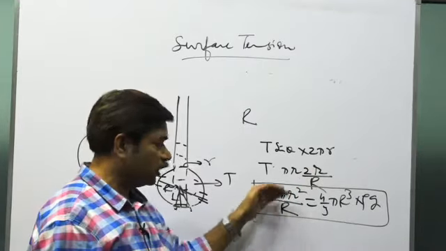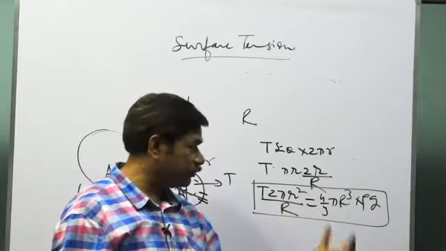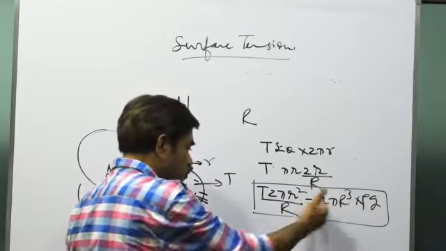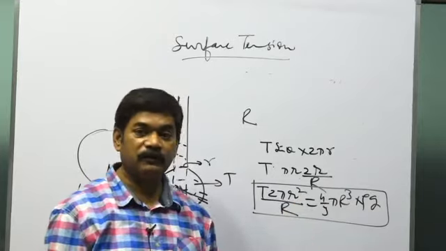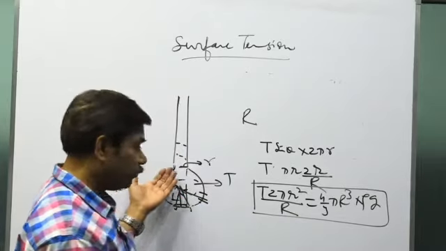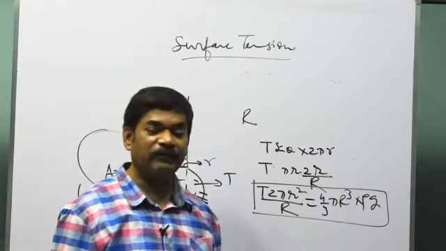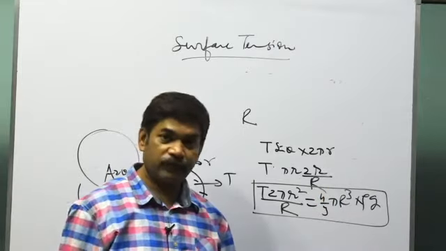There is a force in the upward direction and the weight of the drop is in the downward direction. When these two forces become equal, the drop will just get detached from the dropper. So through this equation you can get the value of what? Capital R. Is that clear?